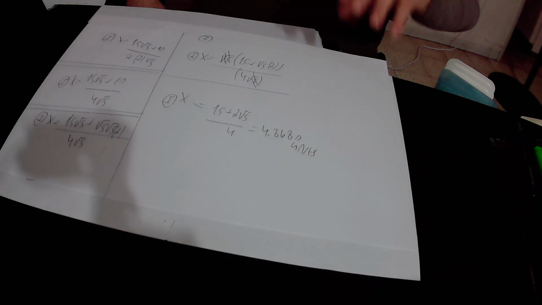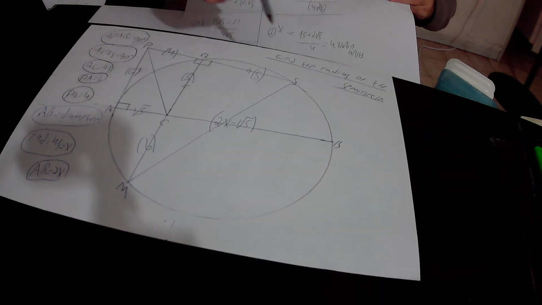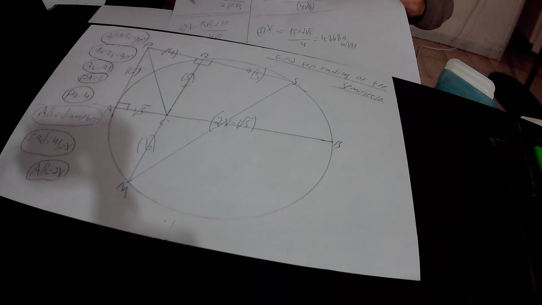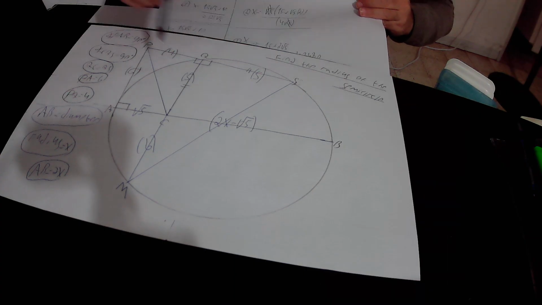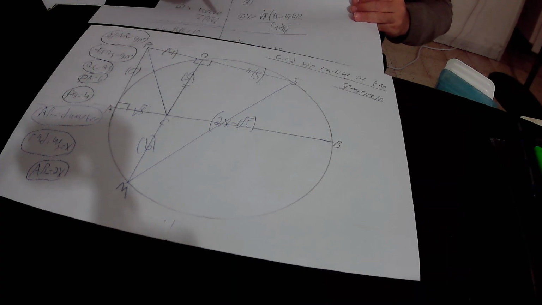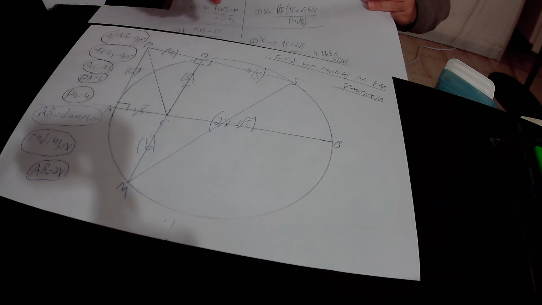4.8680 units. So repeat again, the radius x of this semicircle equals to either (15 plus 2 times square root of 5) over 4 units, or in terms of numbers, the radius x of this semicircle equals to 4.8680 units. Okay, thank you very much.